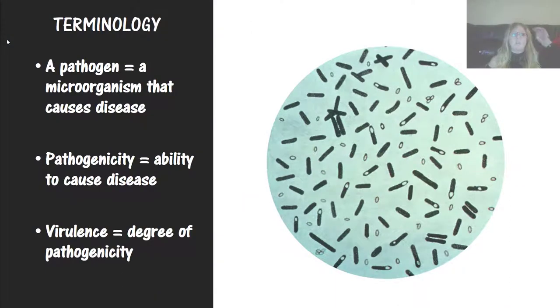All right, so some terminology. A pathogen is defined as a microorganism that causes disease. Pathogenicity is the ability of that microorganism to cause the disease in the host. And the virulence of that pathogen is the degree to which that pathogen is able to display the symptoms of disease in the host.